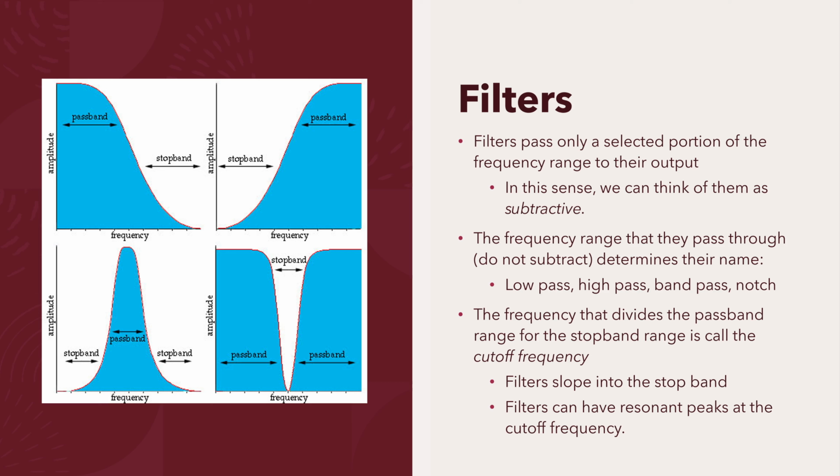And the frequency range that they let through the gates, so to speak, is what determines the type of filter. So a low-pass filter would be a filter that lets the low sounds through the gate. A high pass would let the high sounds through the gate. A band pass would let the sounds that are around a certain range through.